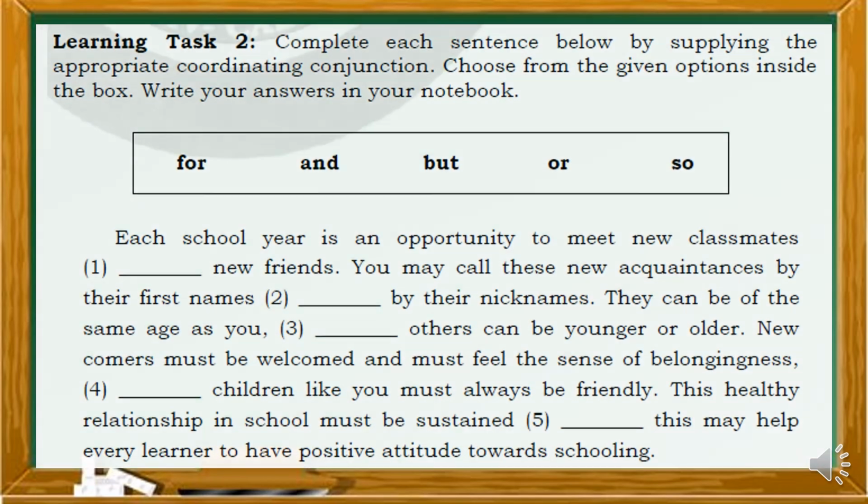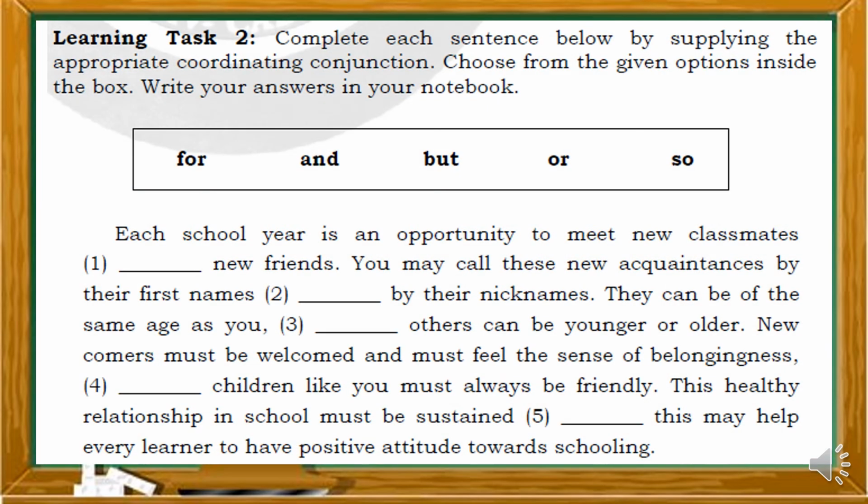Let's move on to learning task 2. Complete each sentence below by supplying the appropriate coordinating conjunction. Choose from the given option inside the box. Write your answer in your notebook. I will read the sentences below. Each school year is an opportunity to meet new classmates. Blank new friends.